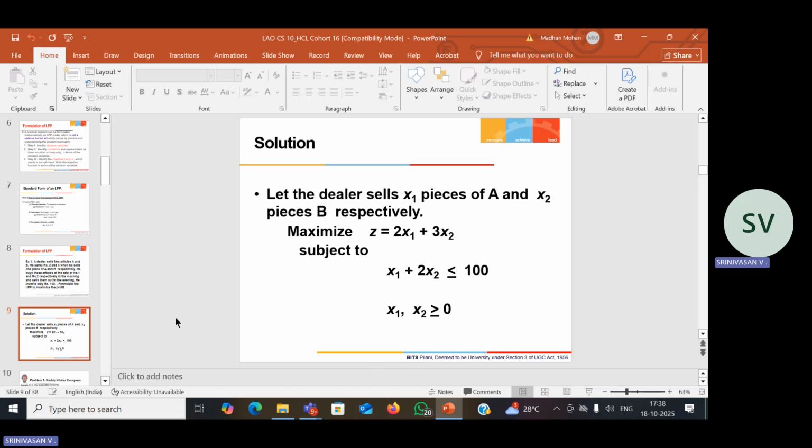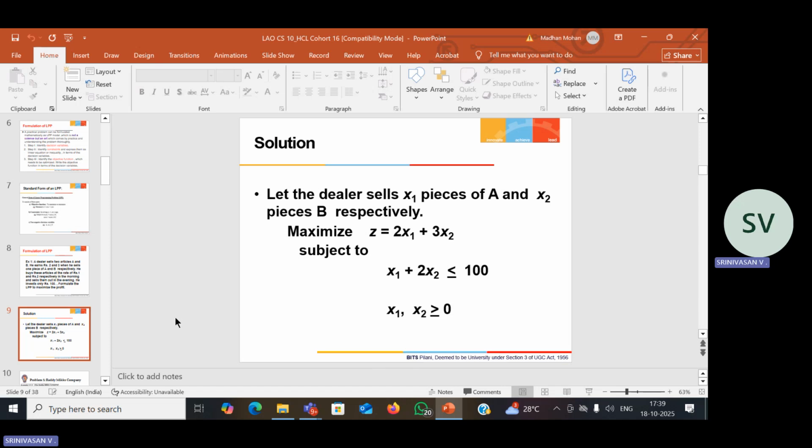What is the constraint? 1x1 plus 2x2. That is, he buys at the rate of 1 rupee per piece, so 1 into x1 for x1 pieces, buying price, and 2x2, buying price for x2 number of pieces of B. So what is the total buying price? x1 plus 2x2. He invests only rupees 100, so less than or equal to 100. When we say he invests only 100, don't put equal to 100. It is less than or equal to 100. So that is the only constraint given.